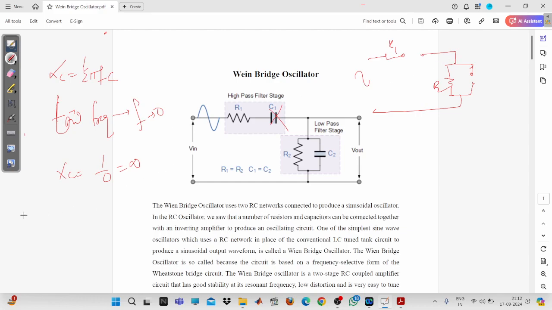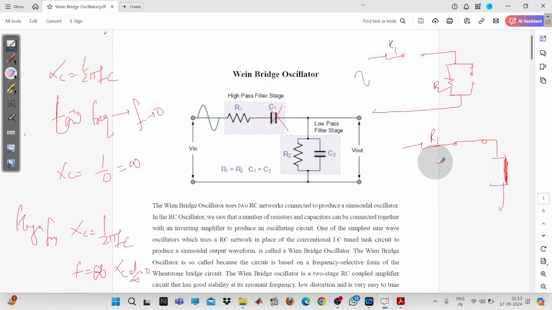Now, similarly, at high frequency, what is going to happen? So 1 upon 2 pi f into C, f will be infinity. Xc will be 1 by infinity, which is equal to 0. So in that case, now what is going to happen? R1, this one will be short circuited. This is R2, and this is short circuited. Fine. So this is short circuited, which means this R2 is a dummy element. You can see that there is no impedance, so impedance into current will be a zero value.